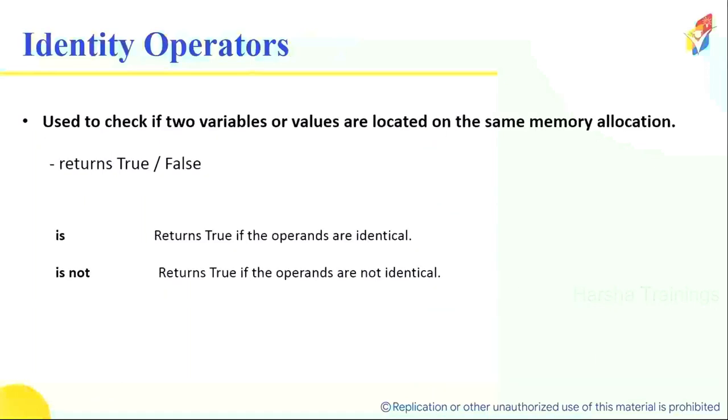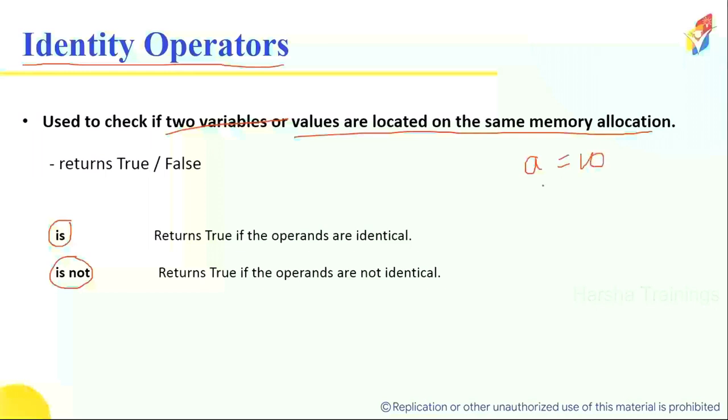Next one is identity operations, most important for interview purposes. Python supports two operators, is and is not. These two operators are used to check if two variables or values are located at the same memory location. For example, if I do A equal to 10, B equal to 10, then both A and B will be stored in the same location.